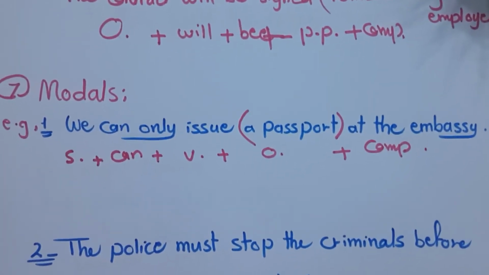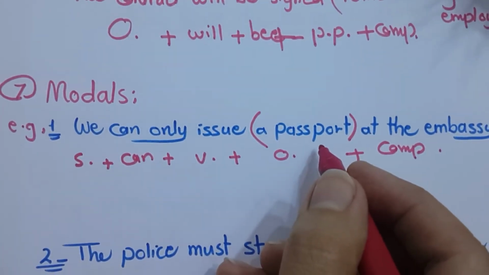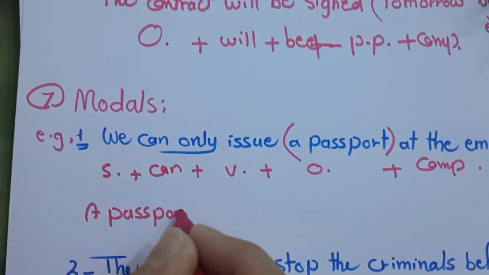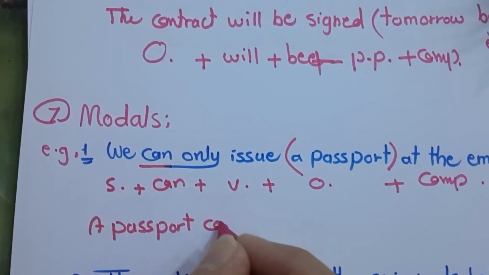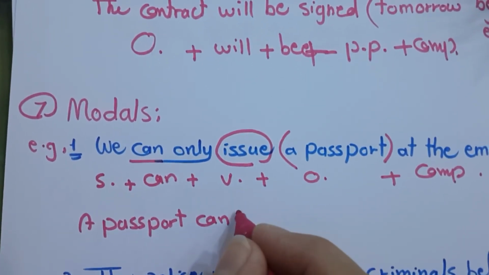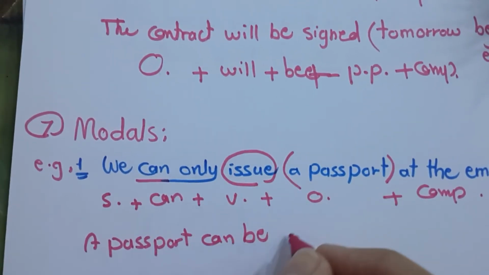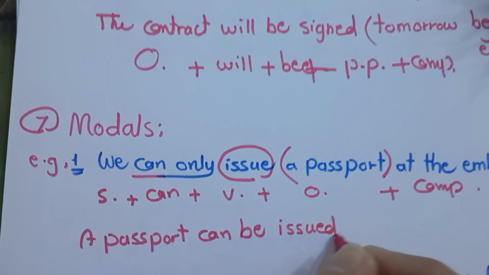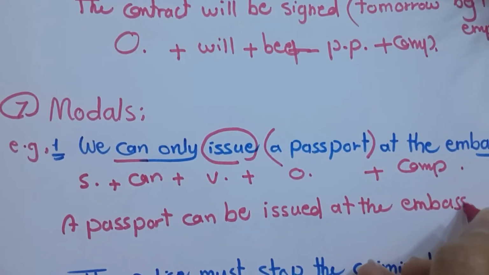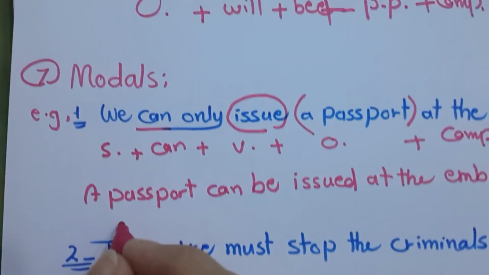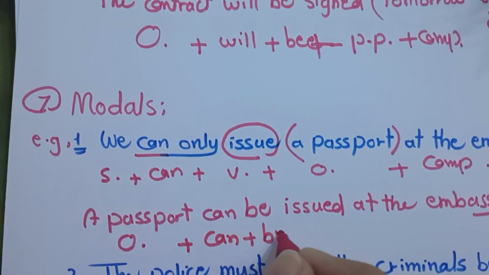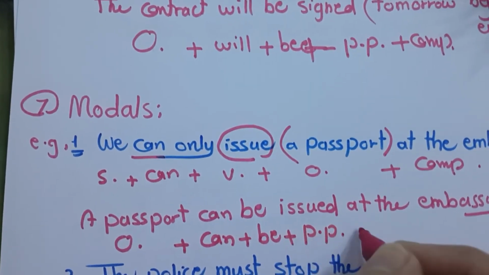Let's now make it a passive sentence. Where is the object? It's here, a passport. Then we take can, put it after it. Since we have issue in its base form, we use what? Can be. Issue will be the past participle, issued at the embassy. So you have an object followed by can, which is the modal, then be, and the past participle, then comes the complement.